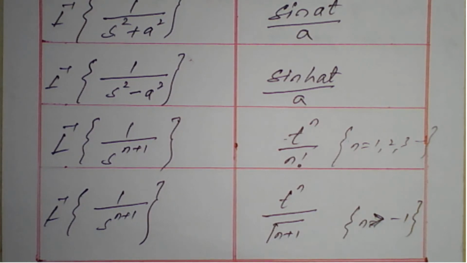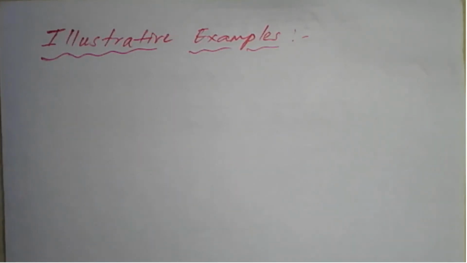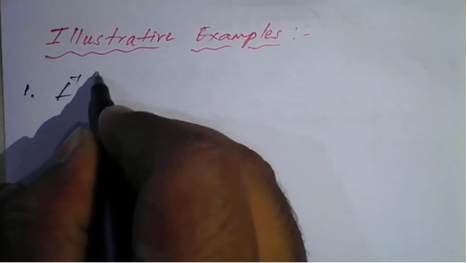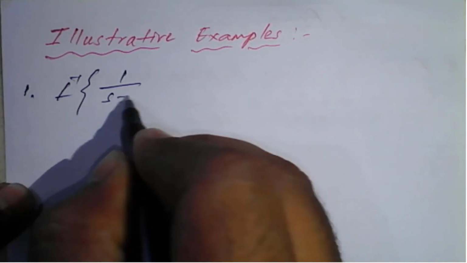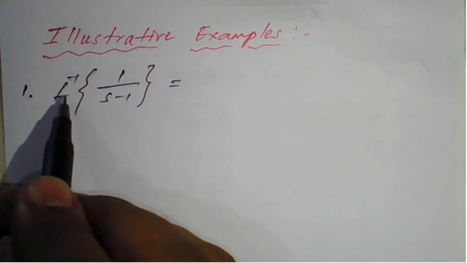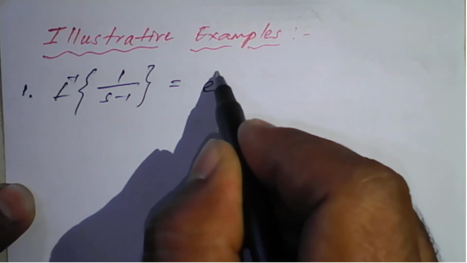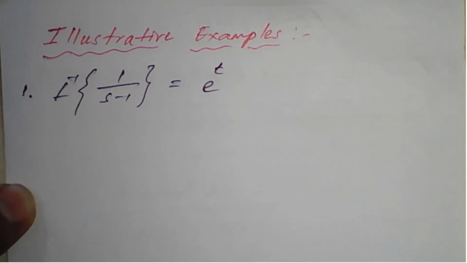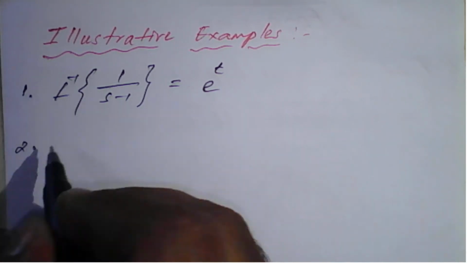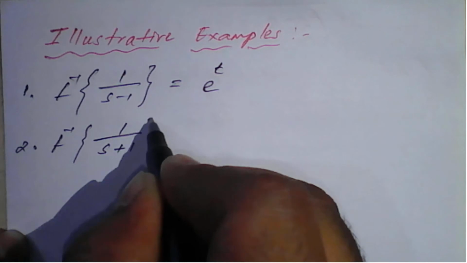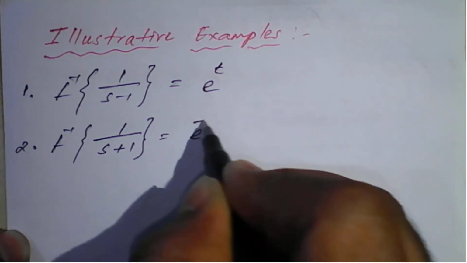Now I will see a few practice examples based on these formulas, so that we can understand the actual concept of the inverse Laplace transform. Now we'll see the first example. Laplace inverse of 1 upon s minus 1 is e raised to, minus means you will get plus here, e raised to plus t. Next, second example: Laplace inverse of 1 upon s plus 1 is e raised to minus t.